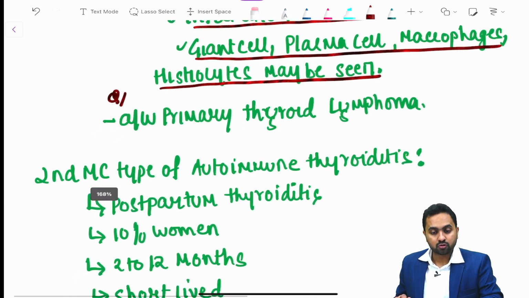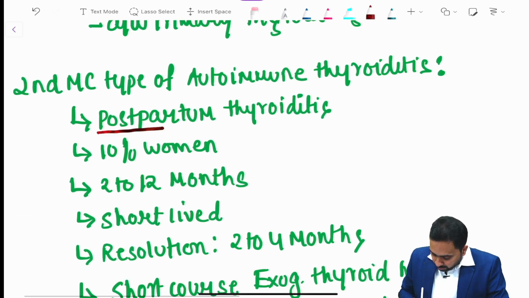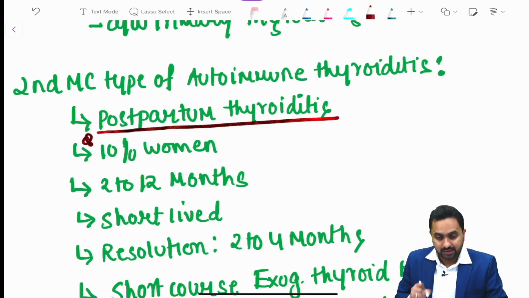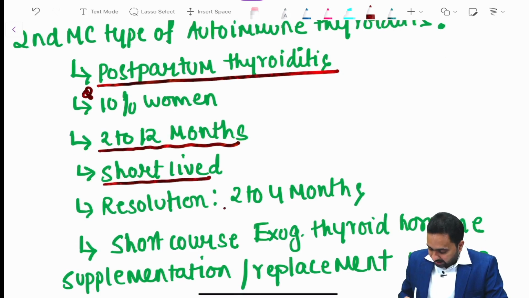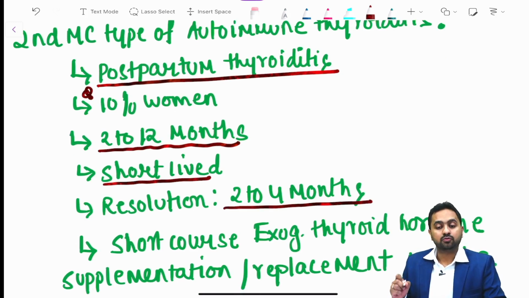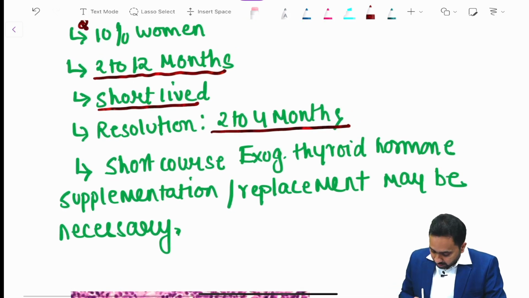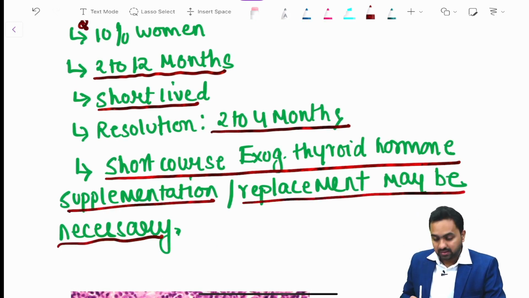Now, the second most common type of autoimmune thyroiditis is postpartum thyroiditis. It is present in approximately 10% of women, occurring around 2 to 12 months. Now, it is short lived and it resolves around 2 to 4 months, right. And the treatment would include a short course of exogenous thyroid hormone supplementation or replacement, which may be necessary.